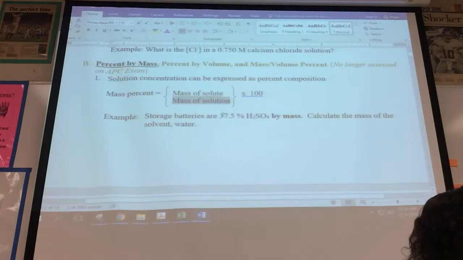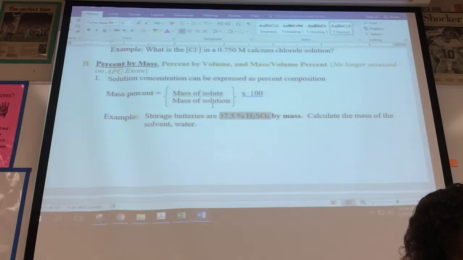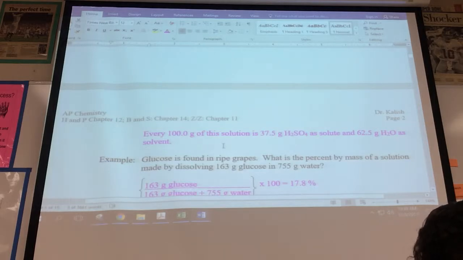So it said storage batteries are 37.5% sulfuric acid by mass. If they want the mass of the solvent, you could do that very easily because you would know you have 37.5 grams of the acid over 100 grams of solution. So if you have 100 grams of solution and 37.5 grams of the acid, how could you figure out the mass of the water? You just subtract the two. And that's written out here.